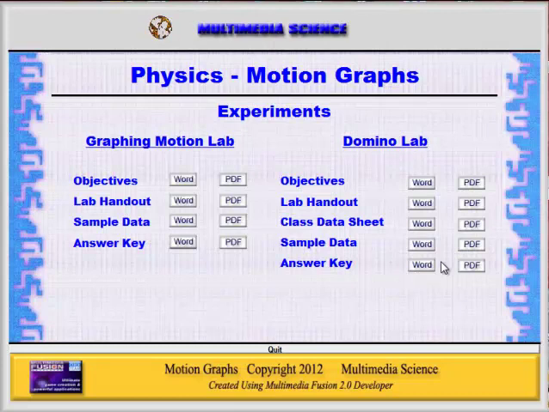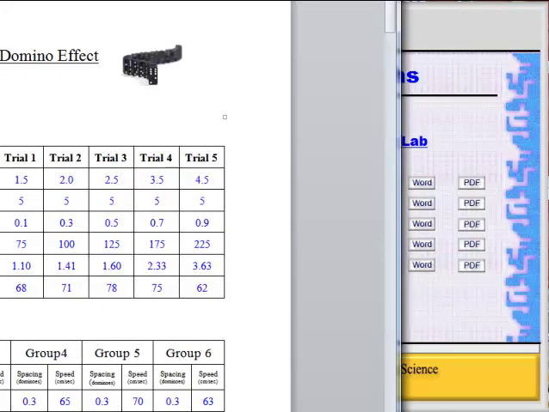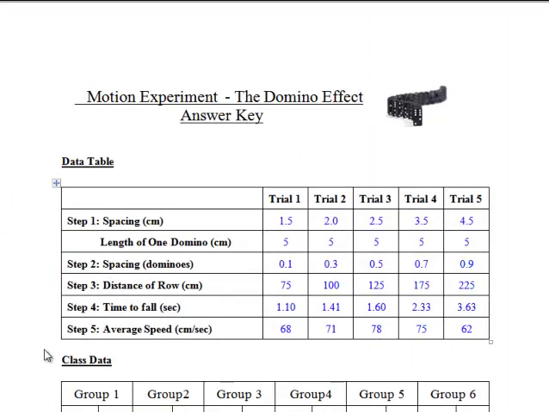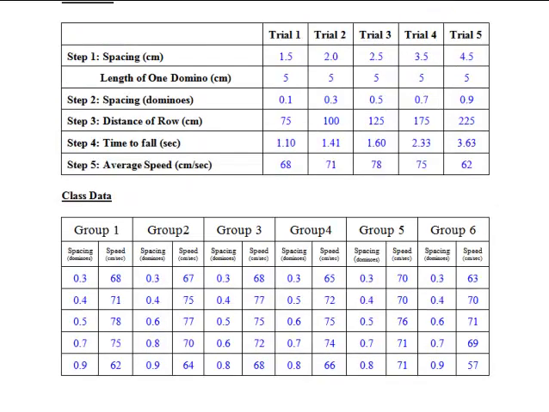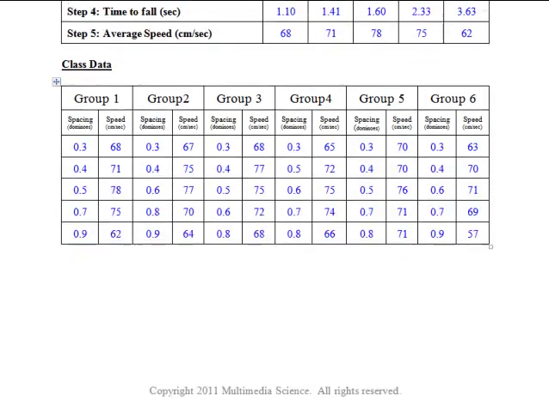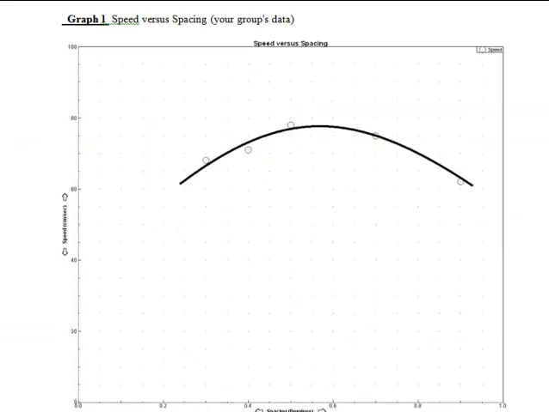There's also a Domino Lab, which is always a student favorite. Here's a set of data, which I often will give out to students because it's very difficult for the students to get really, really good data. Some groups will do a good job, some groups won't. So I'll often have them graph not only their own class data, but also this provided data so that they can get a good graph, which would look something like this.